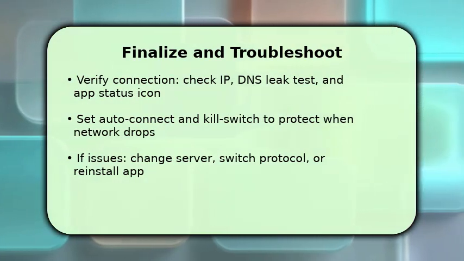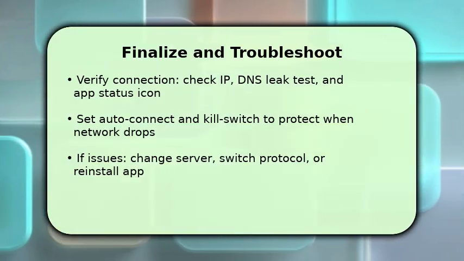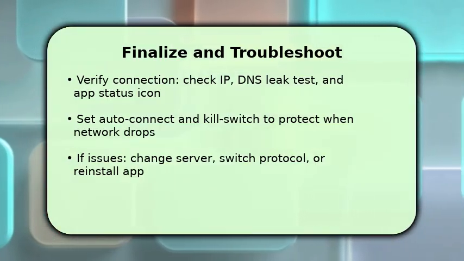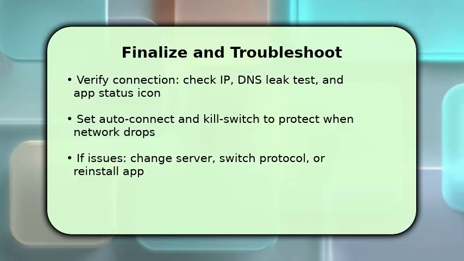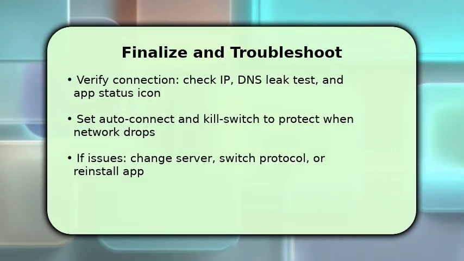Check your visible IP and run a DNS leak test to ensure traffic goes through the VPN. Once verified, enable Auto Connect on untrusted networks and turn on the kill switch so apps stop if the tunnel dies. This preserves privacy during roaming.